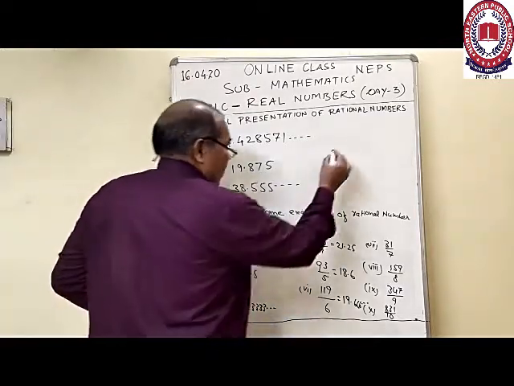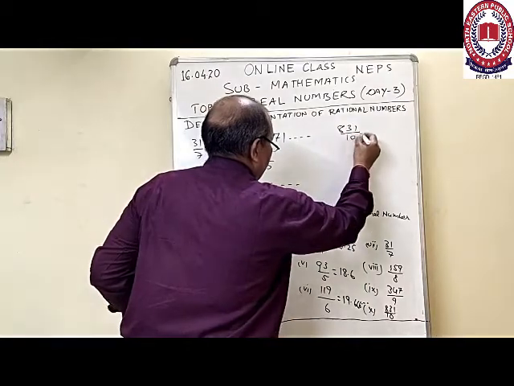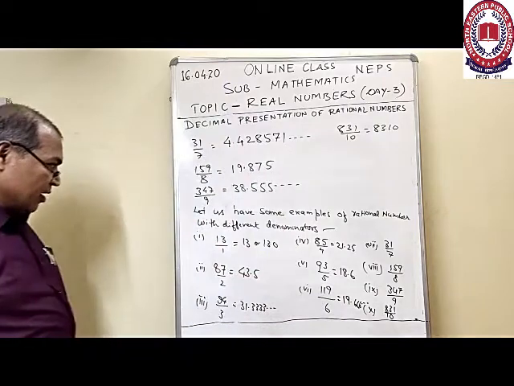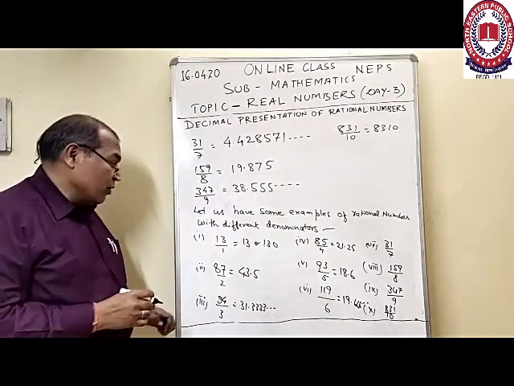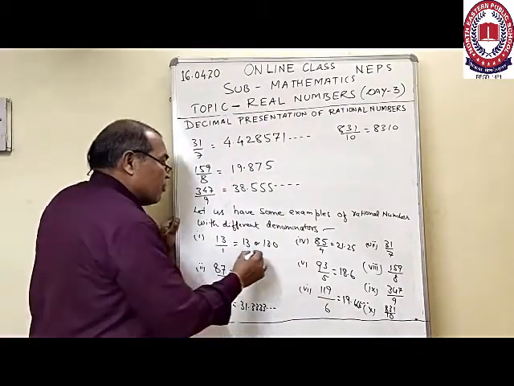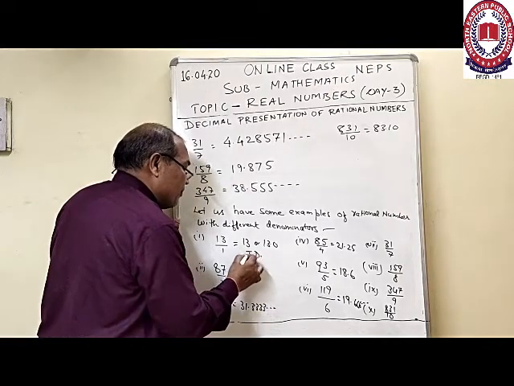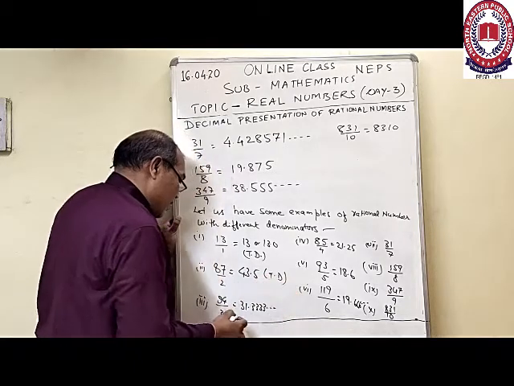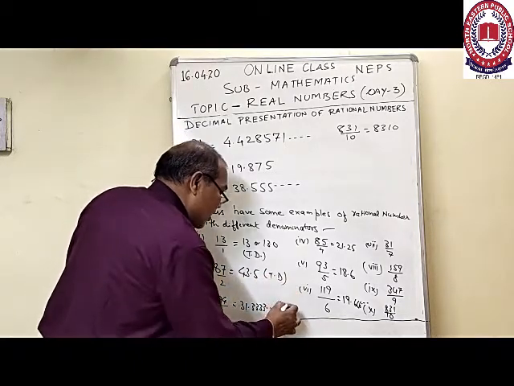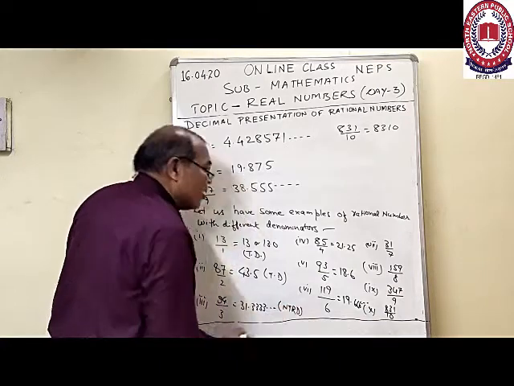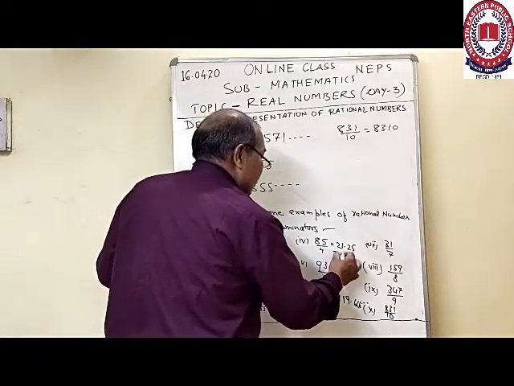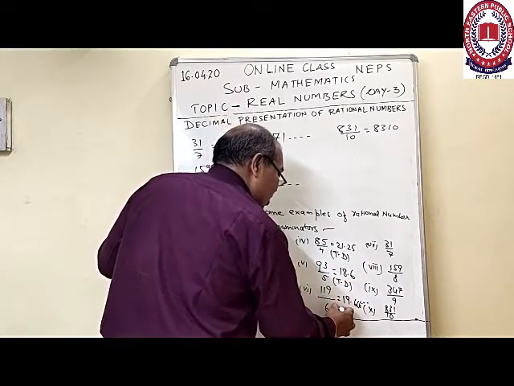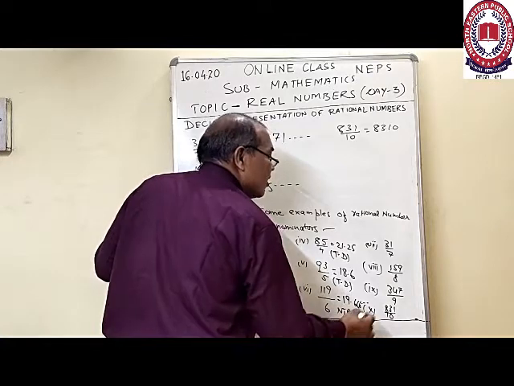The last one, 831 by 10, that will be 83.1. Looking into all these, the first one is a terminating decimal, this is also a terminating decimal. This is a non-terminating but repeating decimal. Here this is a terminating decimal. This is a terminating decimal. Here this is a non-terminating, repeating decimal.